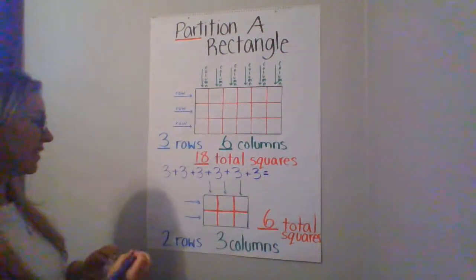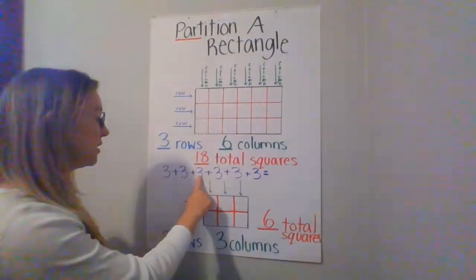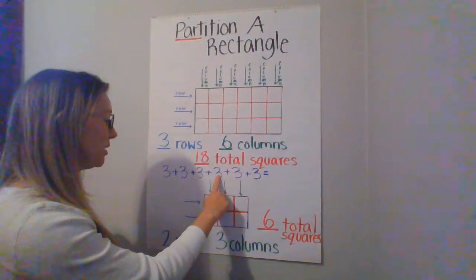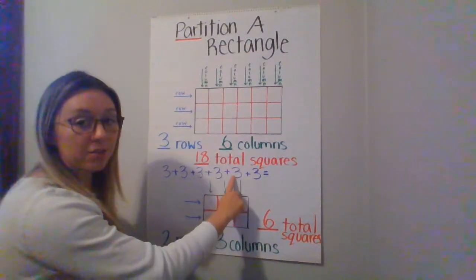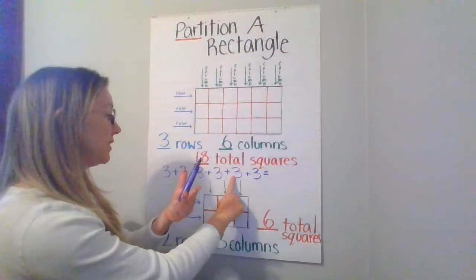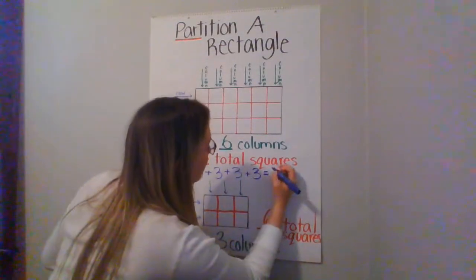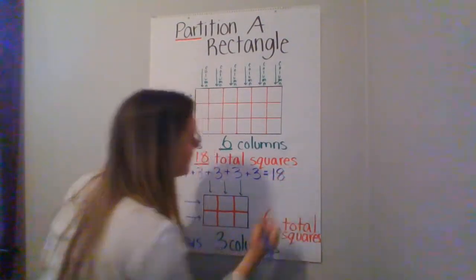Let's get an answer. Okay, so 3 plus 3 is 6. Plus 3 is 9. Plus 3 is 12. Plus 3, and it can start to get tricky, so you might have to count up: 12, 13, 14, 15. Plus 3, 16, 17, 18. So all together, I add those, there's 18 total.